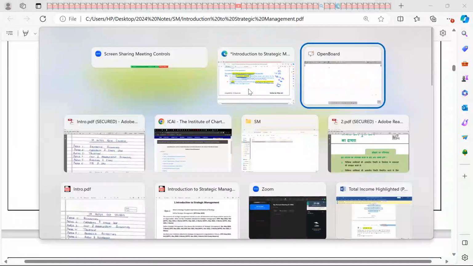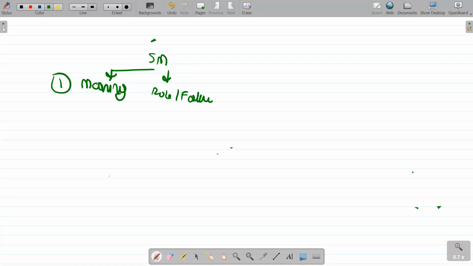Again, we are coming back to our master chart. We have seen everything about strategy. Regarding strategic management, first we have seen the meaning of strategic management. Second, we have seen roles and features of strategic management. Third, we have seen the overall objective of strategic management. What was the meaning of strategic management? That managerial process question: the managerial process of creating the strategy, implementing the strategy, evaluating the strategy and control.